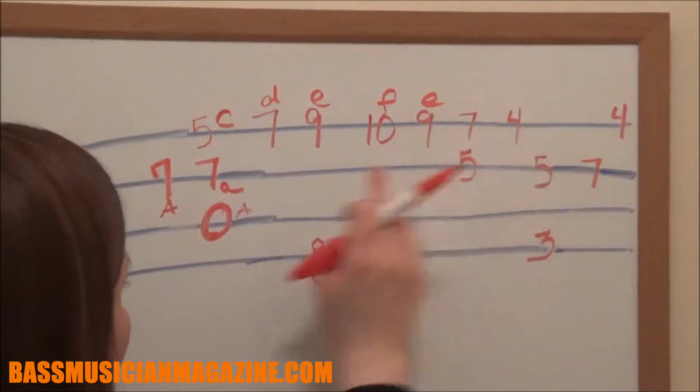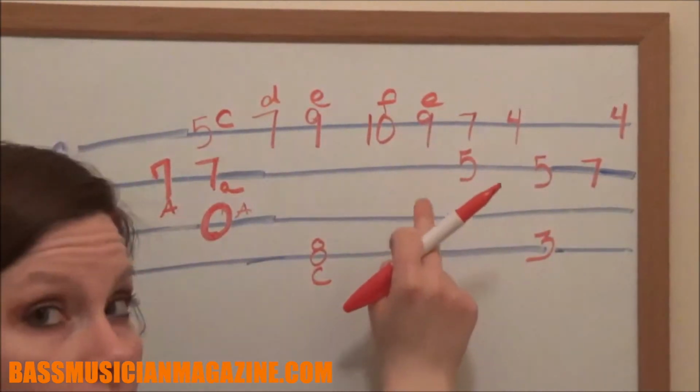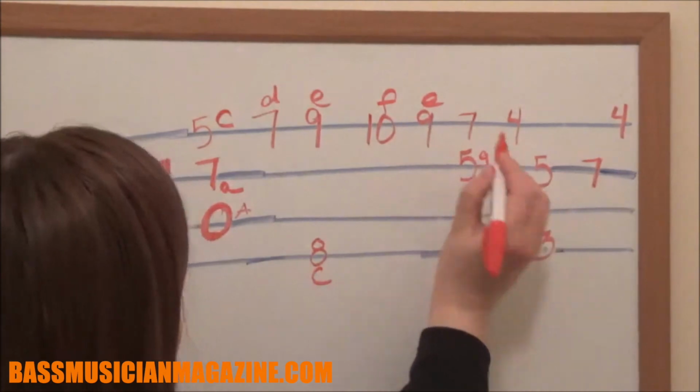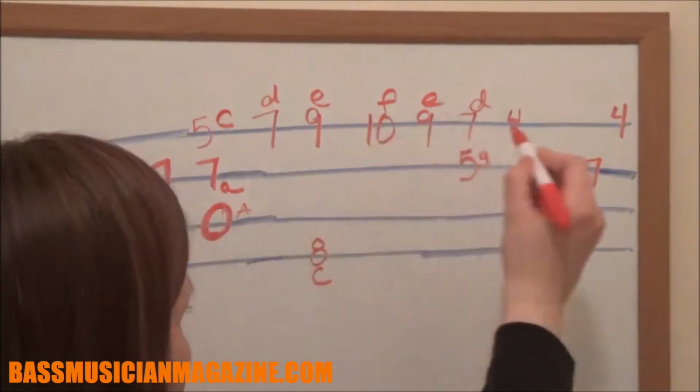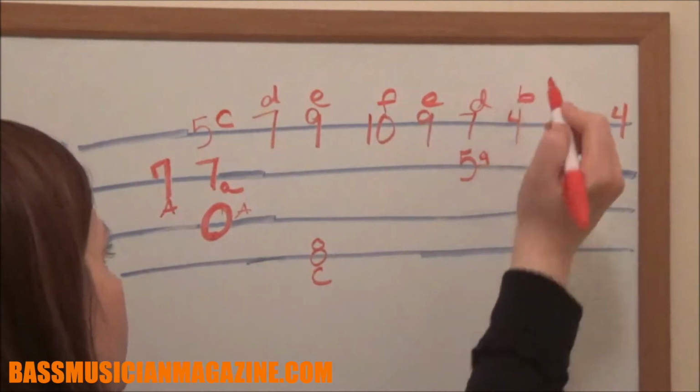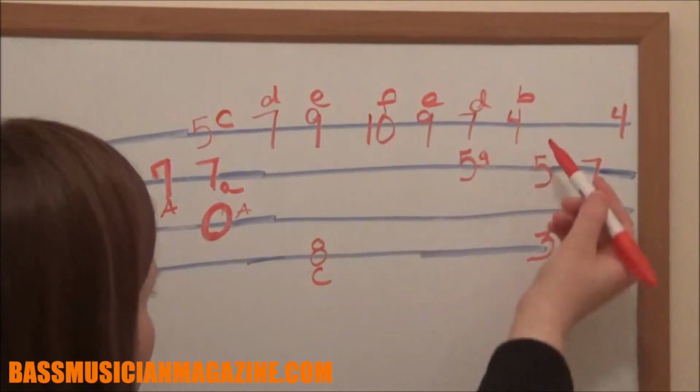And then we have our other chord here. The 5 on the D is going to be G. The 7th on the G is going to be D. And then the 4th on the G is going to be B. And then we have our 3 and our 5.